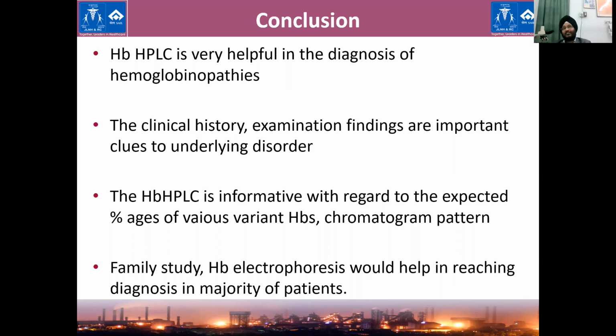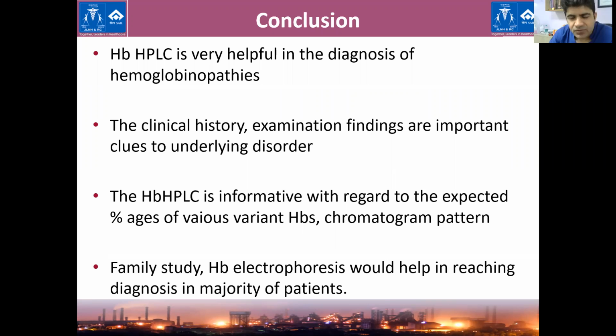Now, the same limitation is there with HPLC also. A2 and E co-elute together, so it is difficult to differentiate them. And the importance of capillary gel electrophoresis comes here, because that is what helps us in differentiating whether it is A2 or E.